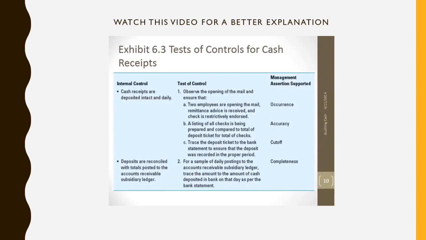One, you want to make sure that cash receipts are deposited intact daily. So an auditor might test that control by observing the process. If the policy is that the mail is opened at the beginning of the day, an auditor wants to observe that that's being done, and observe that two employees are involved. They would surprise them, right? You don't want to announce to the client, oh, I'm going to observe your process today. You want to just show up, right?